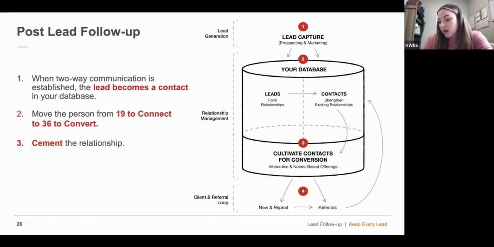Whether it is a lead or a contact in your database. So the lead, remember, is somebody that you don't know. A contact is somebody that you've engaged with and that knows, likes, and trusts you now. This is how you'll gain and keep mindshare while continuing to do all the jobs as a real estate agent.